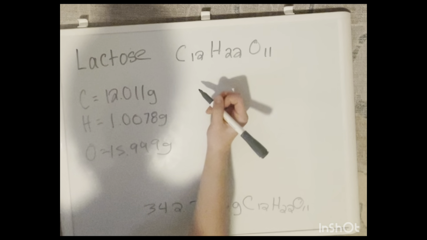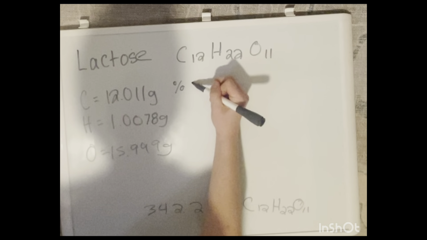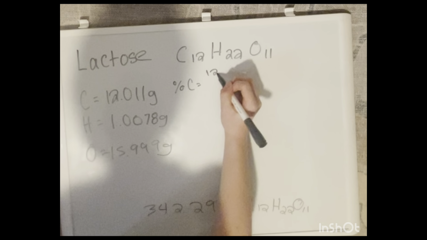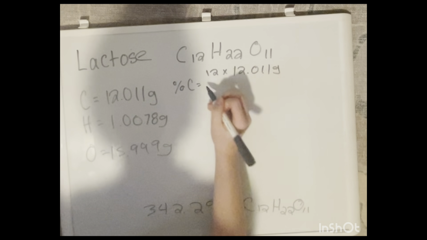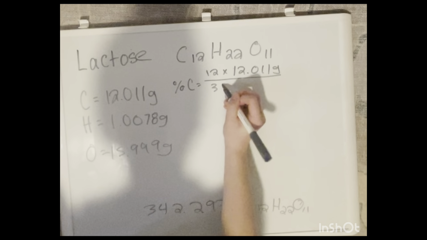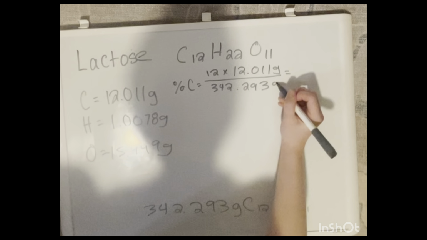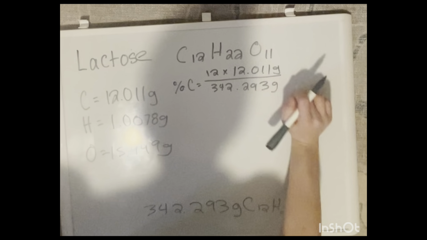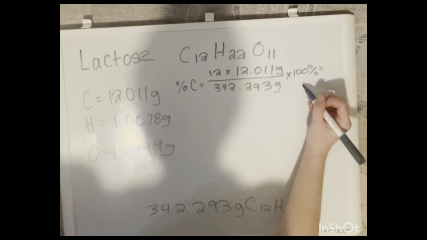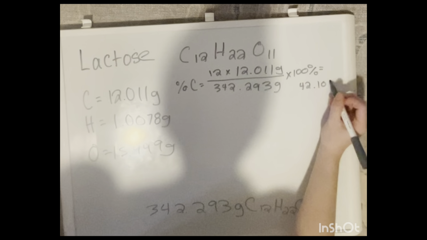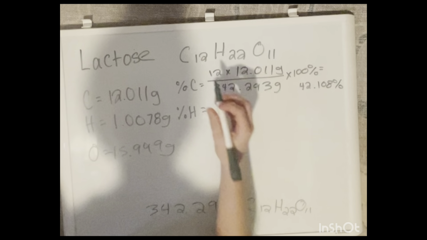So starting with carbon, our percent of carbon equals 12, we're getting 12 from there, times 12.011 grams, which we're getting from here, all over the number we just found right here. And oh, can't forget the times 100%. When I plug that into the calculator, I got 42.108%.